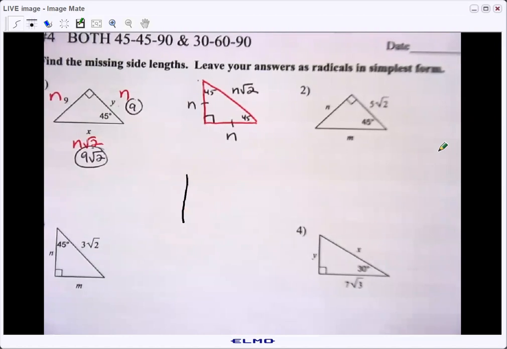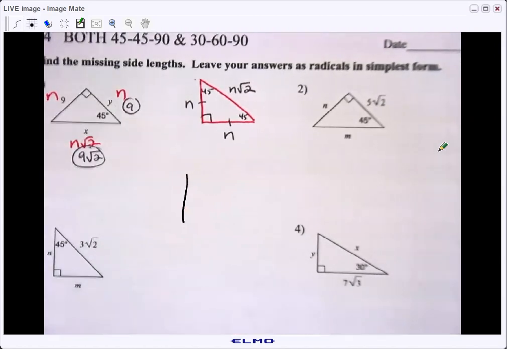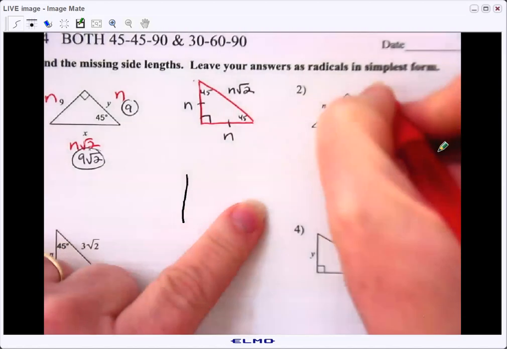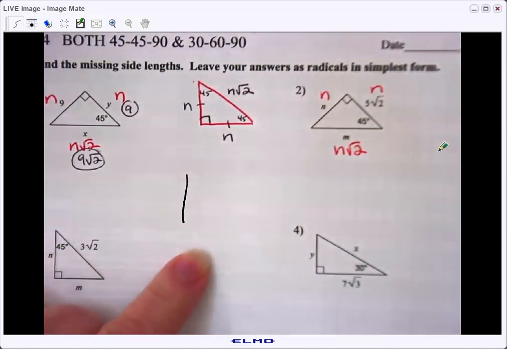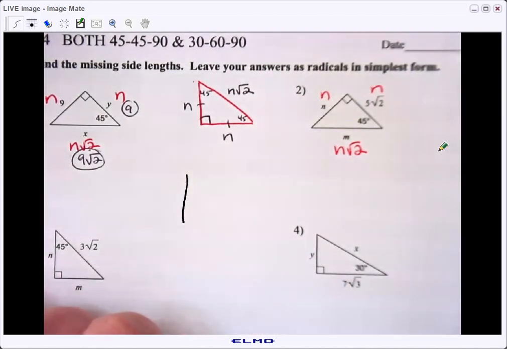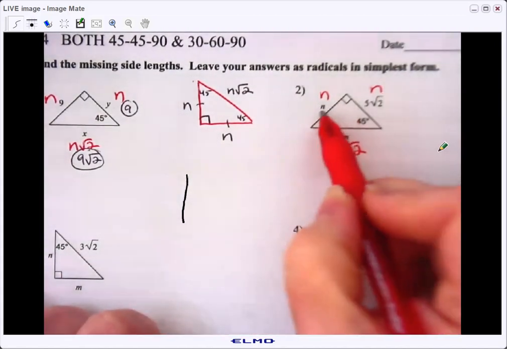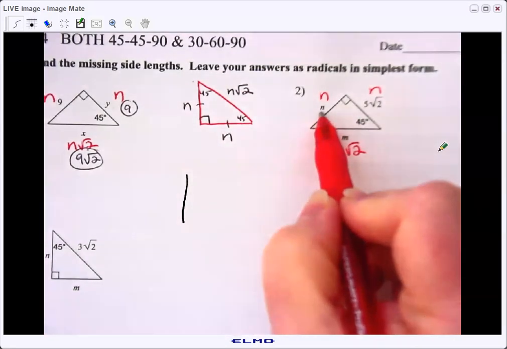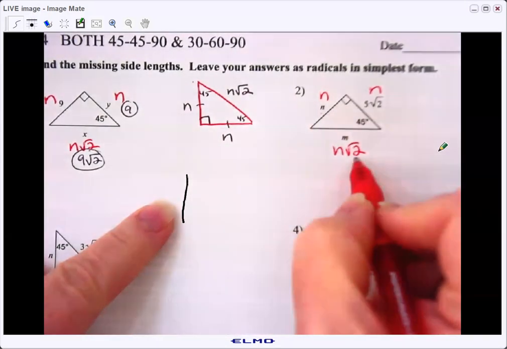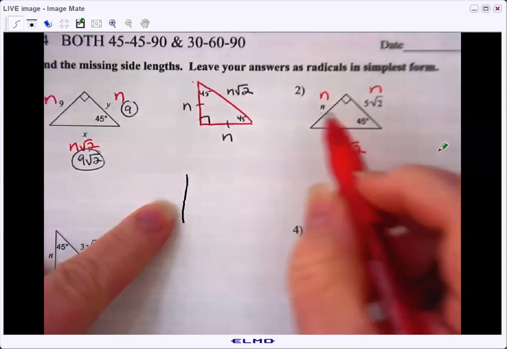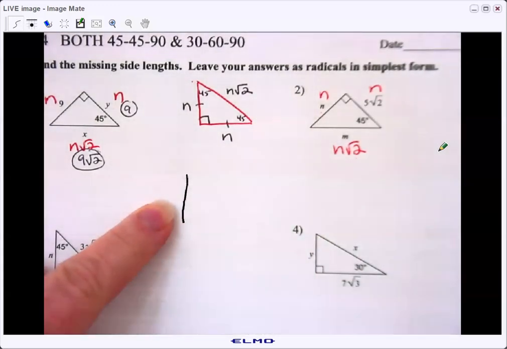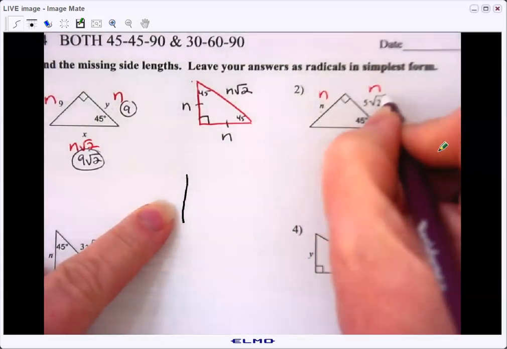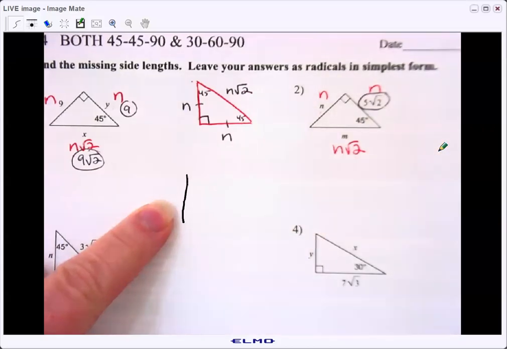Okay. So the chat button's now been operational. On this one, we label n, n√2. So in the chat box, go ahead and put what the other leg or n would be, and what the hypotenuse would be. Write the leg and then comma the hypotenuse. This is a little more tricky. This is the whole value.